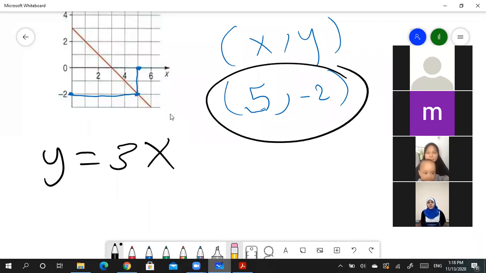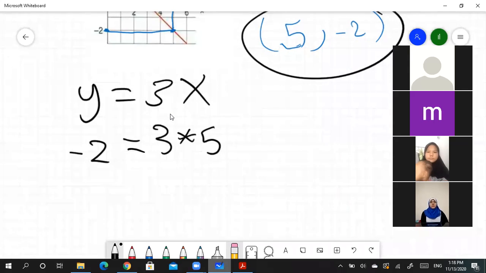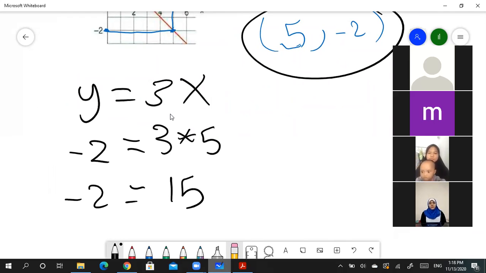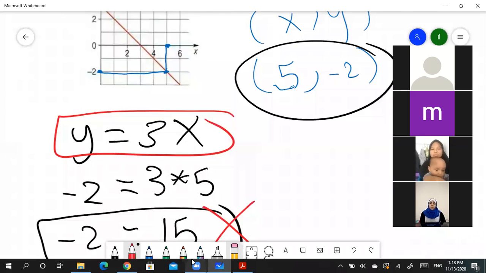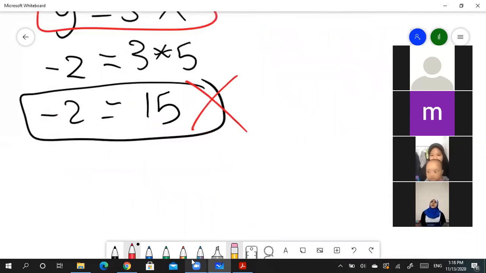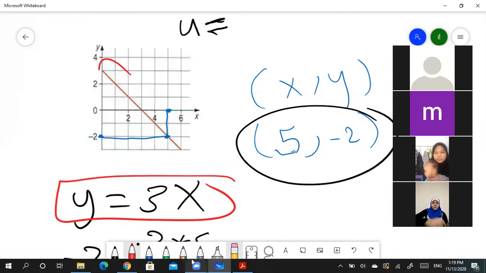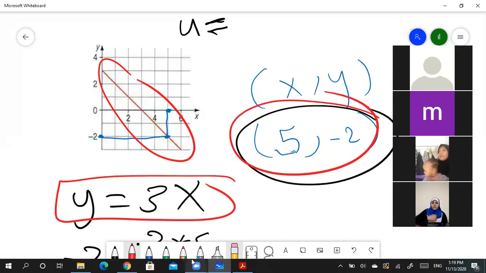Let's test this. So y equals -2, and x equals 5. So 3 times 5. Is -2 equal to 3 times 5, which is 15? No. So this is not the equation of this line. If it satisfies the equation, then it will be the function of the line that we have taken the point from.